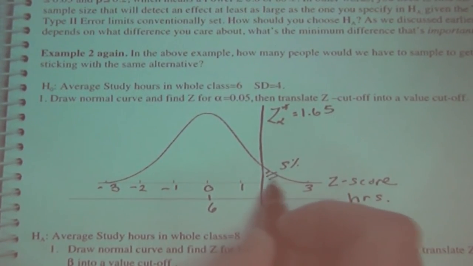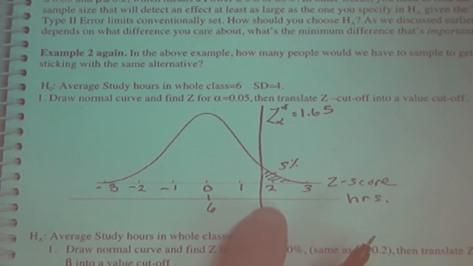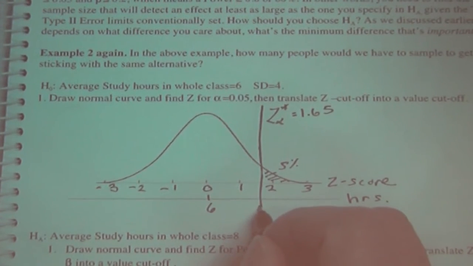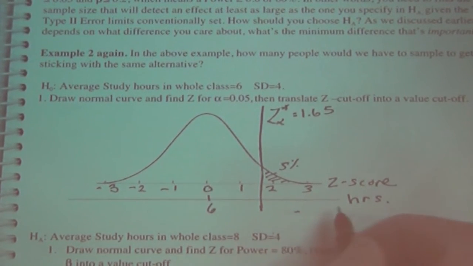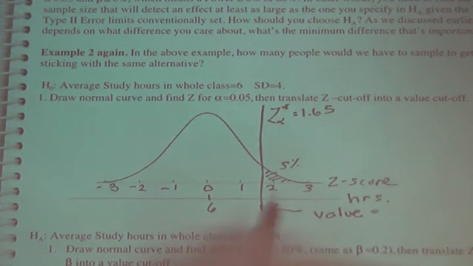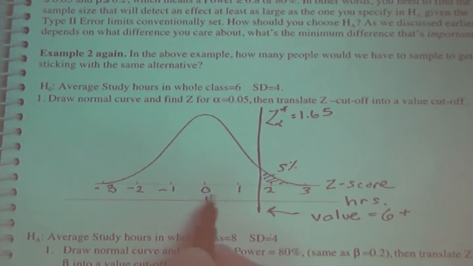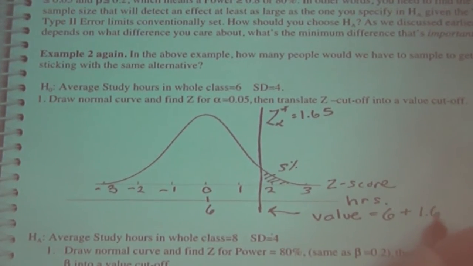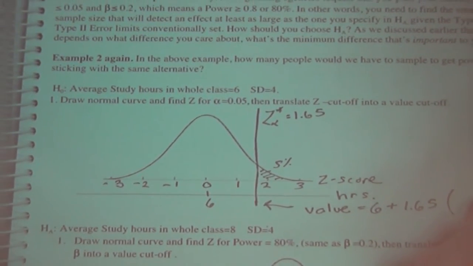So this right here is 5%. All right, so we've got that. And now to get our hours here, this value is going to be what? That value will be equal to, well, 6 plus 1.65. 1.65 what? Not hours, but 1.65 standard errors. In each standard error, so let's just write standard error.